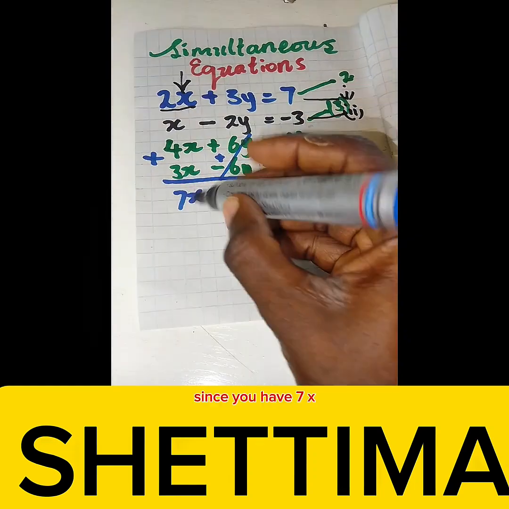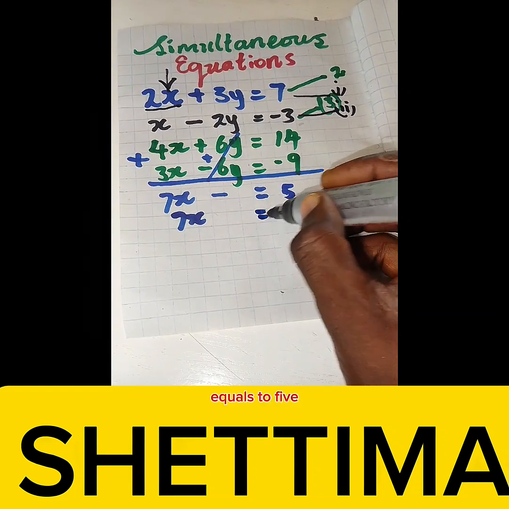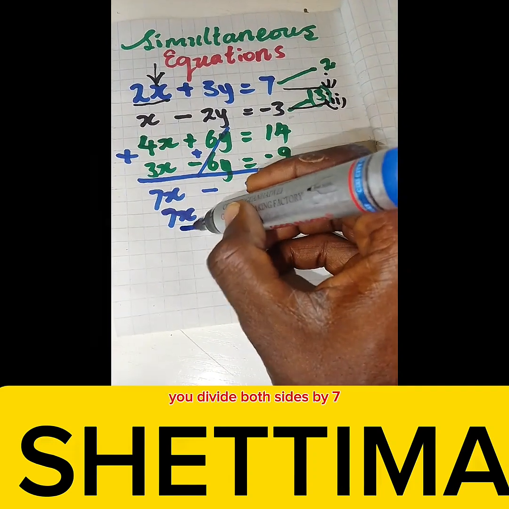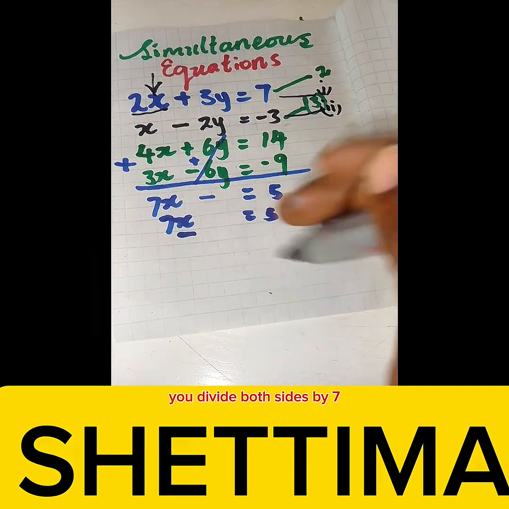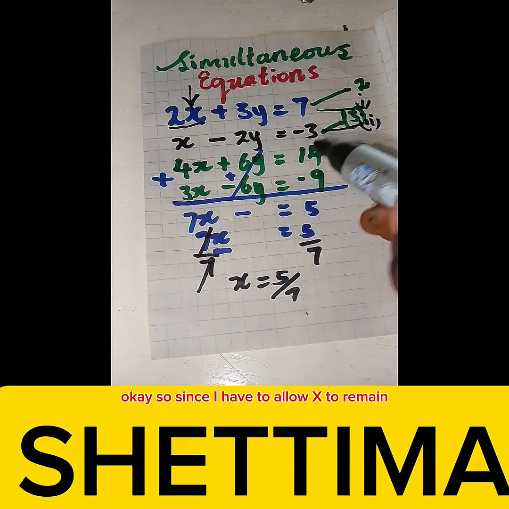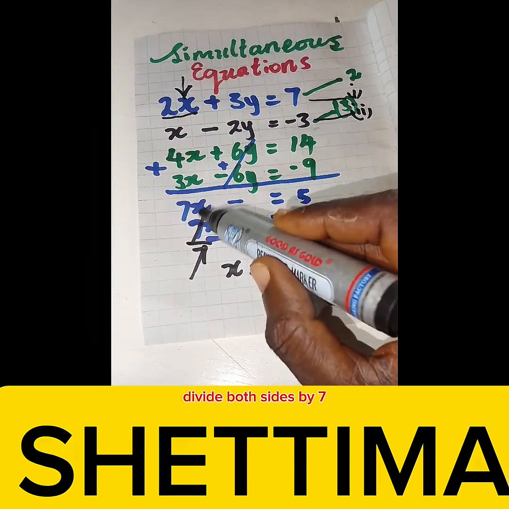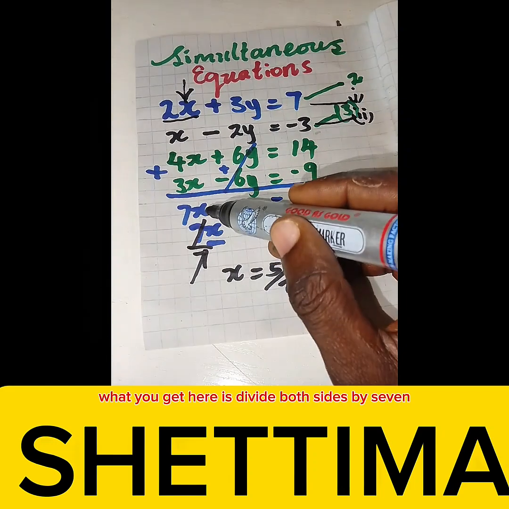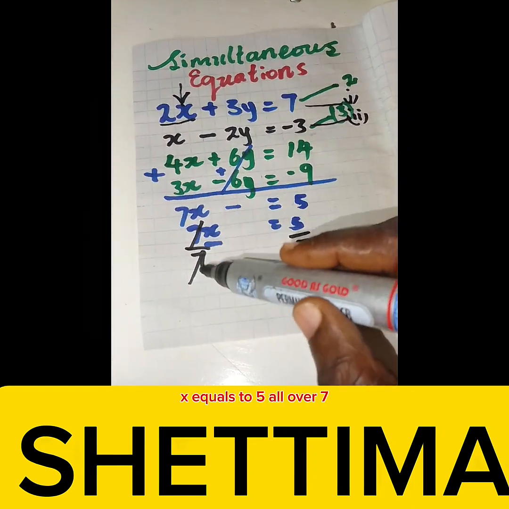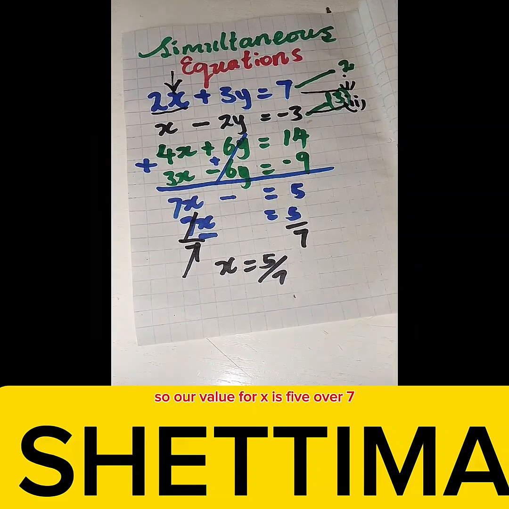Since you have 7x equals 5, of course you want x to remain. You divide both sides by 7. 7 cancels 7, and x equals 5 over 7. So our value for x is 5 over 7.